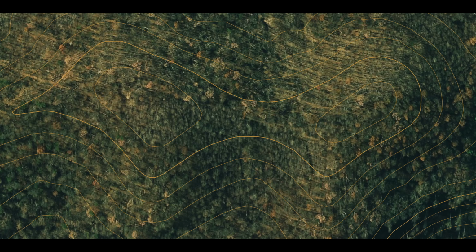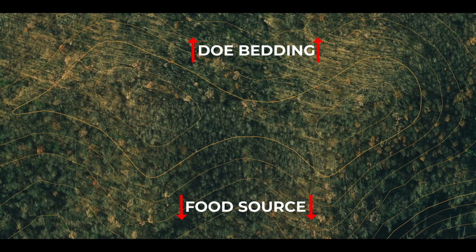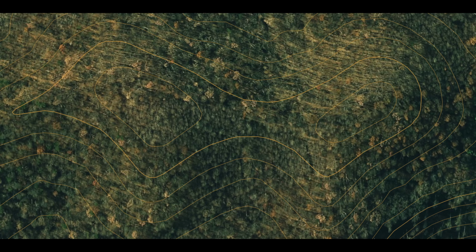So for a really good example, let's say that there is doe bedding on one side of the ridge and a primary food source on the other. That saddle becomes the main intersection for the buck to get from one area to the next, and you can position yourself accordingly to help improve your odds.